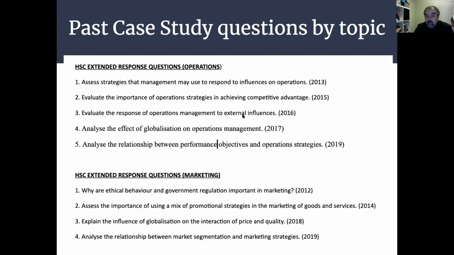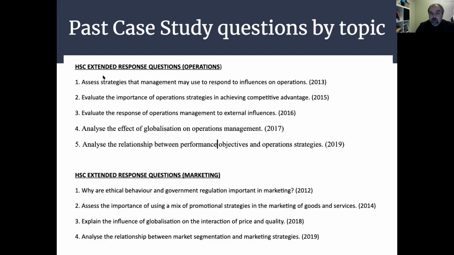Yes. The difference between the two years, however, is that this is evaluating the response. So in other words, here's the influence, external, which could be economic, or competitive based, etc. How has operations responded? What strategies, like quality management in terms of quality based, etc., respond to that? Whereas this year is the effect of globalization. So they're similar. It's almost like globalization has caused the business to respond by doing these particular strategies.